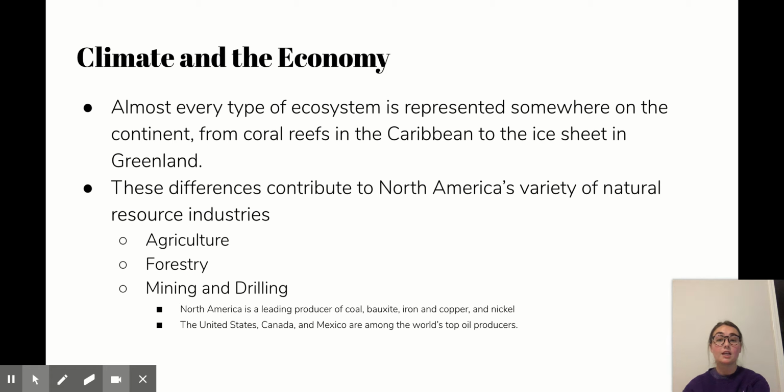The differences contribute to North America's variety of natural resource industries: agriculture, forestry, and mining and drilling. Because of all of these different types of ecosystems, the United States has had a lot of success in the agriculture industry, which is growing of crops and stuff like that. In the forestry industry, which is cutting and selling trees. And then in mining and drilling. Mining and drilling is actually the United States' biggest economic industry.